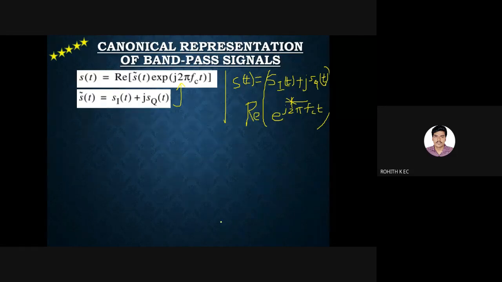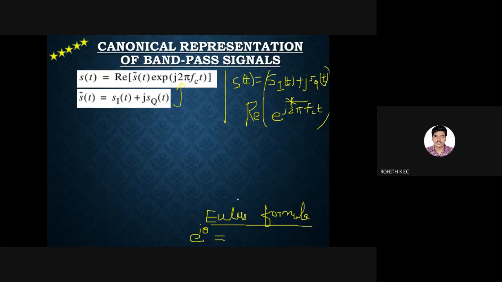So here comes your Euler's formula. Can someone tell me what is Euler's formula? What is e power j theta equal to? Come on, this you should say. Give your answer in the chat box. Okay, Amit and Manohar have already given it. Very good. It is cos theta plus j, or i, whatever. Let me consider j itself, sine theta.